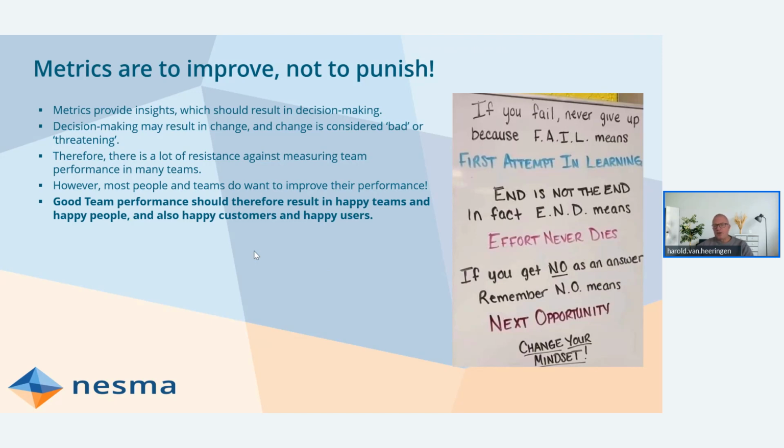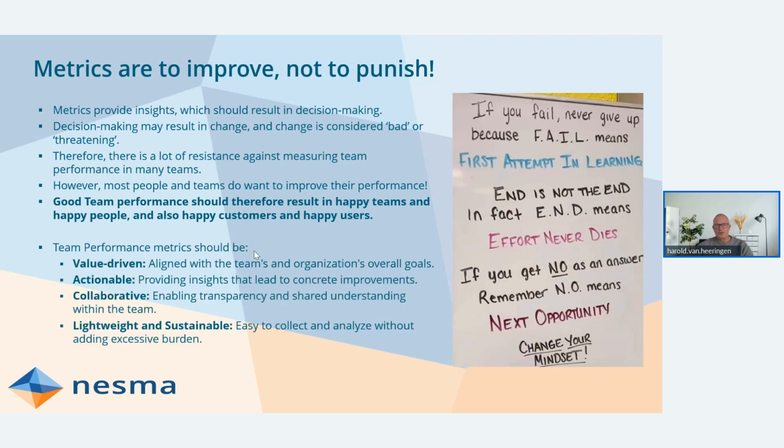But every team wants to perform well, wants to be good, wants to be able to demonstrate that they're good. And good team performance should result in happy teams and happy people, and also happy customers, happy users. So that would be the ideal world. So team performance metrics should be value-driven, actionable, collaborative, lightweight, and sustainable. These are the kind of characteristics you would want to have in the metrics that you're using to measure team performance.